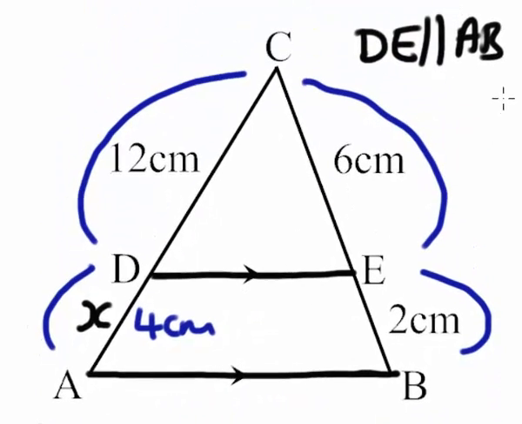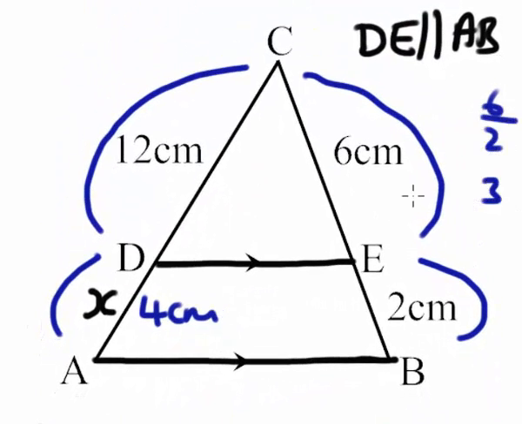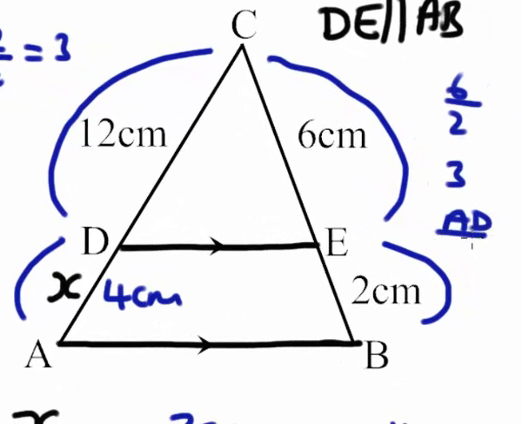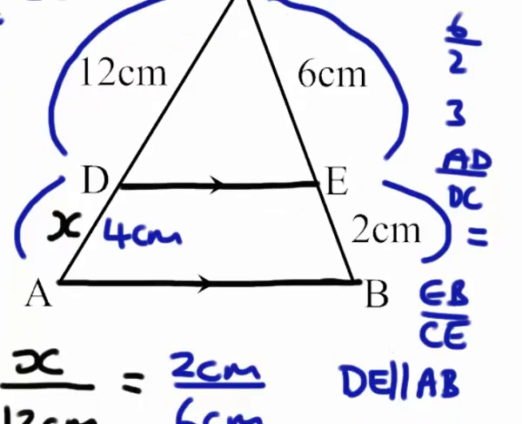What is 6 over 2? It is 3. What is 12 over 4? It is 3. The ratios are the same. You can clearly see that AD over DC is exactly the same as, if you look at that, EB over CE. AD to DC is BE to CE there. They are exactly the same. Okay, so this is what we call the proportionality theorem.